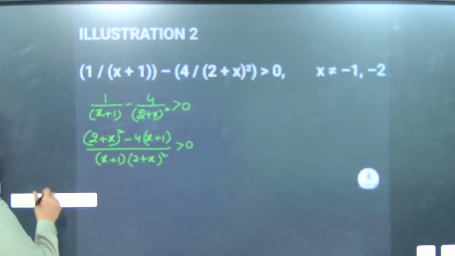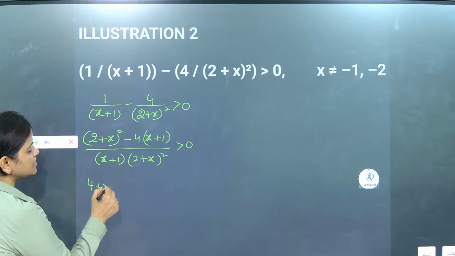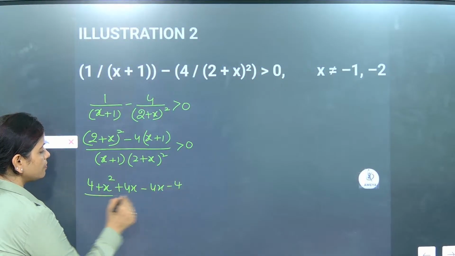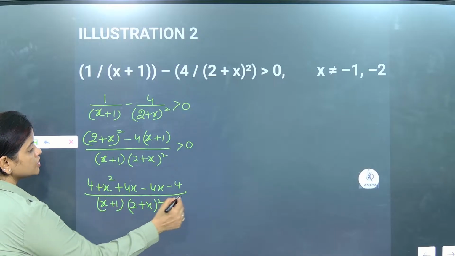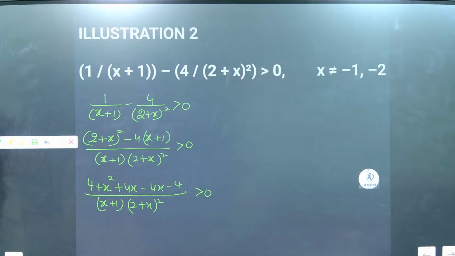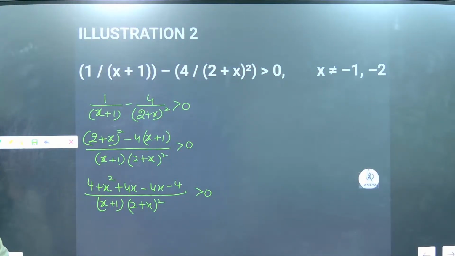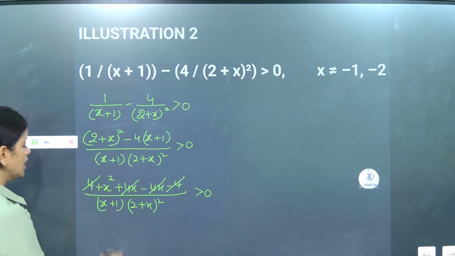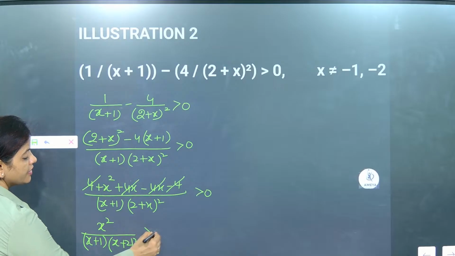So once you are writing like this, what next are we going to do? We will open the brackets. It will become 4 plus x square plus 4x minus 4x minus 4 by (x plus 1) whole, and here (2 plus x) whole square greater than 0. Till here done, beta? Now after that, plus 4 and minus 4 will get cancelled. Now the next work is coming as x square by (x plus 1) and (x plus 2) whole square greater than 0.